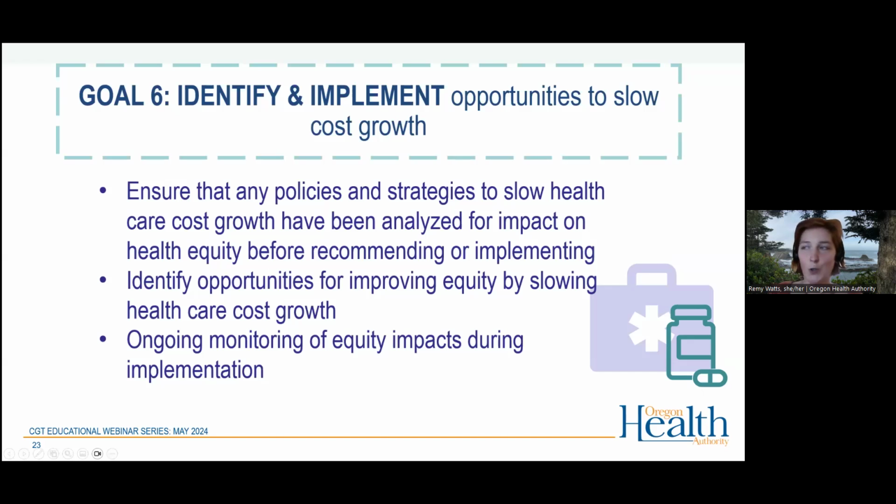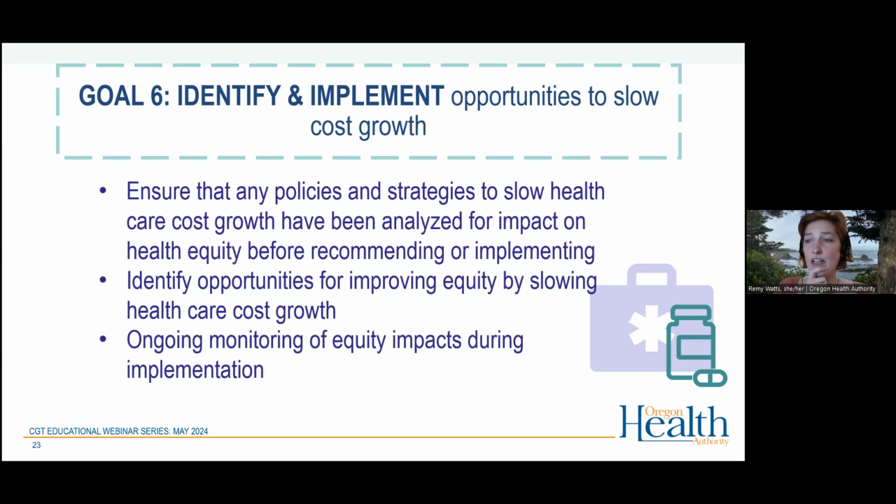And so finally, goal 6, identify and implement opportunities to slow cost growth. I feel like this goal is almost an umbrella for everything else, but it's all about what is used to monitor cost growth. So we're thinking about ensuring policies and strategies have been analyzed for impact on health equity. So some of the ways we can do that: monitoring behavioral health spending. Behavioral health spending has been shown to be a cost driver in Oregon, probably the rest of the nation as well. That is an editorial, not fact. It is fact that it is a cost driver in Oregon. I don't think we're special in that. But monitoring behavioral health spending and seeing how we can support that spending to be encompassed within the cost growth target, evaluating the impact of implemented policies and strategies.